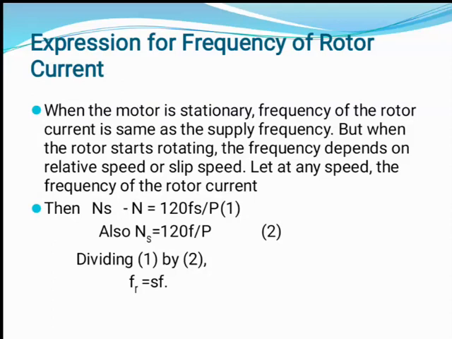If we divide equation number 1 by 2, then what happens? This side, (ns minus n) divided by ns, and this side, 120 fr divided by p, divided by 120 f by p. So both sides p gets cancelled, 120 gets cancelled. This side, (ns minus n) divided by ns, is the slip s. So on the other side we get fr divided by f, and f will be shifted to that side. So we get fr is equal to s f.